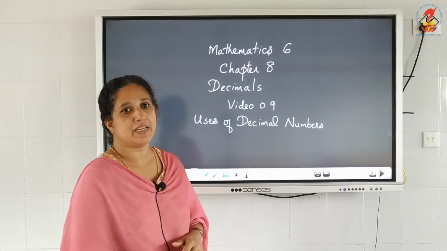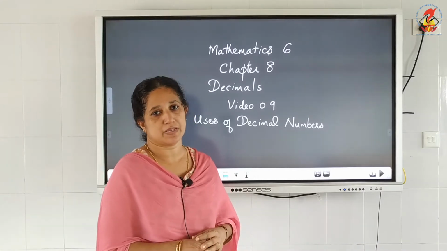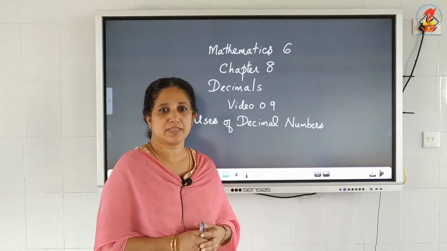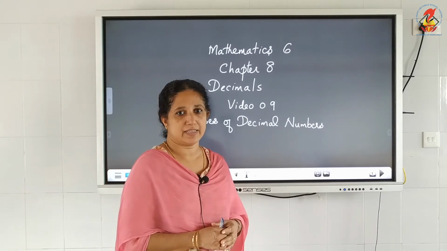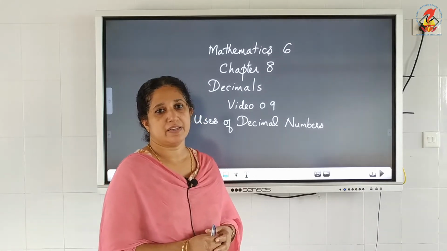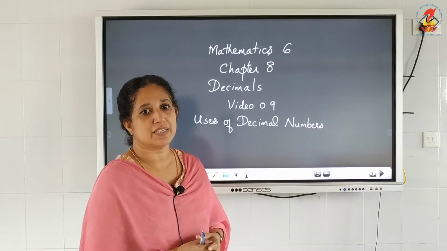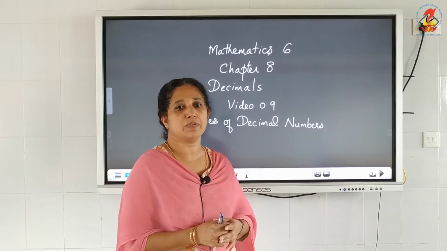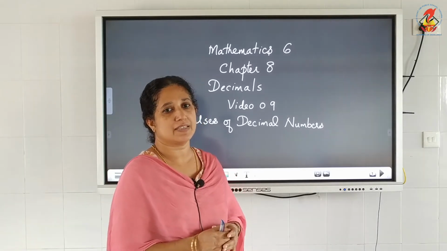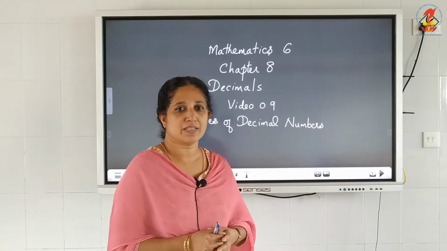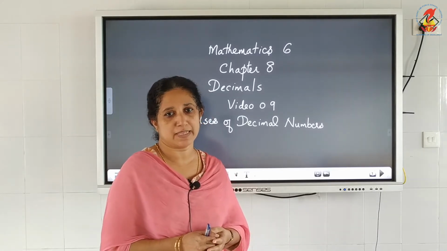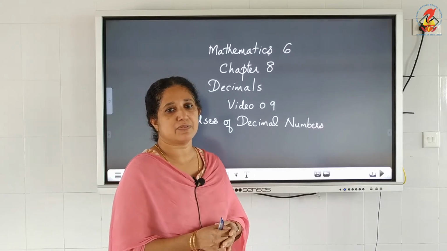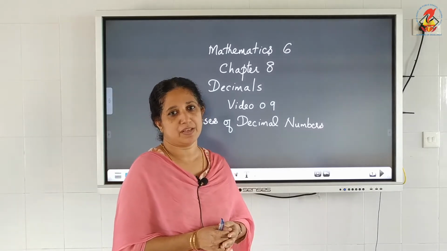Our next topic is uses of decimal numbers. So where are we using these decimal numbers? When we deal with money, the amount of money is expressed in terms of decimals. When you look at bills, you can see that the amount is given as rupees 15.25, so 15 rupees 25 paise. We can write it as 15.25.